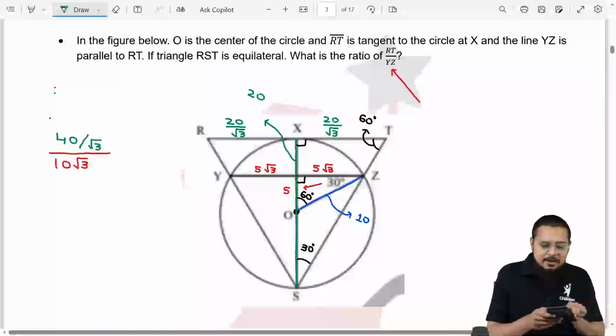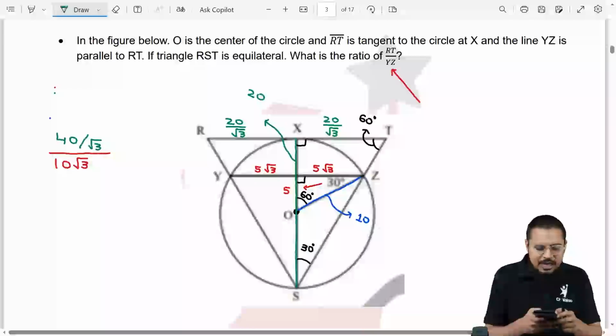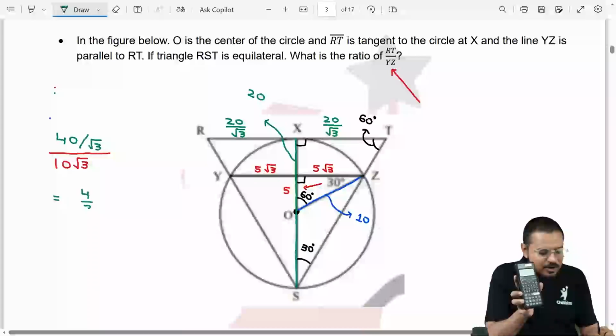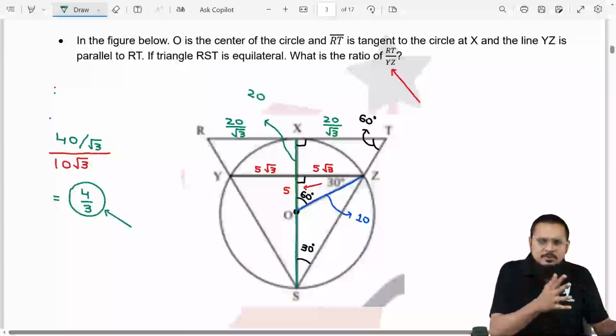Now, I'm literally again typing everything on my handsome scientific calculator. 40 divided by under root 3, divided by 10 under root 3. The calculator will simplify it for me. You can use Desmos as well if you want to. You can use any device that you have, basically the scientific calculator that you're using in your DSAT paper. I just typed everything on my scientific calculator. I'm getting my answer in the most simplified form as 4/3 over here. So that's a genuine question on ratios of the triangles with some concepts from similar figures as well.